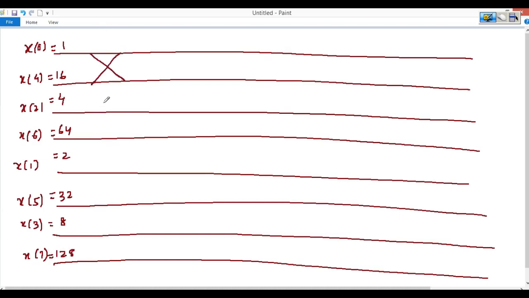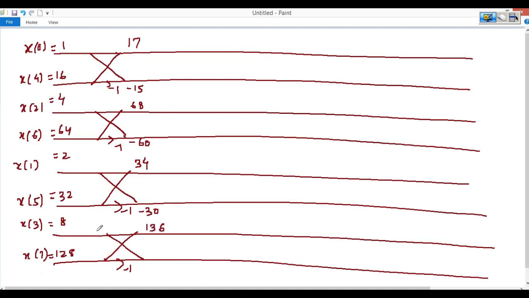Now in the first stage, we have to do this for each two straight lines. This is coming down to -1, -1, -1 and -1. So we will find here 1 plus 16 is 17. 1 minus 16, into -1, becomes -15. Here 4 plus 64 becomes 68, and 4 minus 64 becomes -60. 2 plus 32 becomes 34, and 2 minus 32 becomes -30. 8 plus 128 becomes 136, and 8 minus 128 becomes -120.